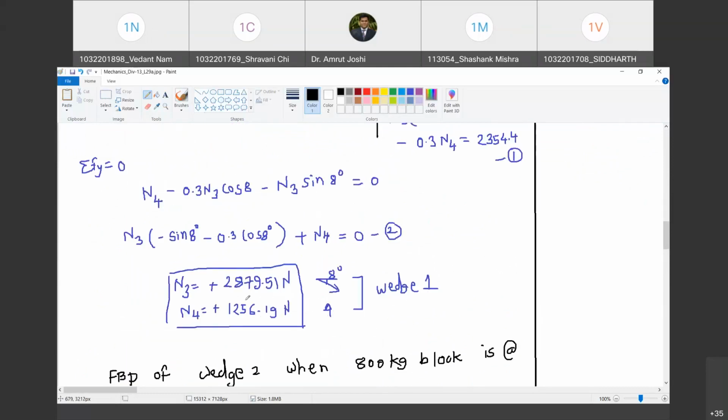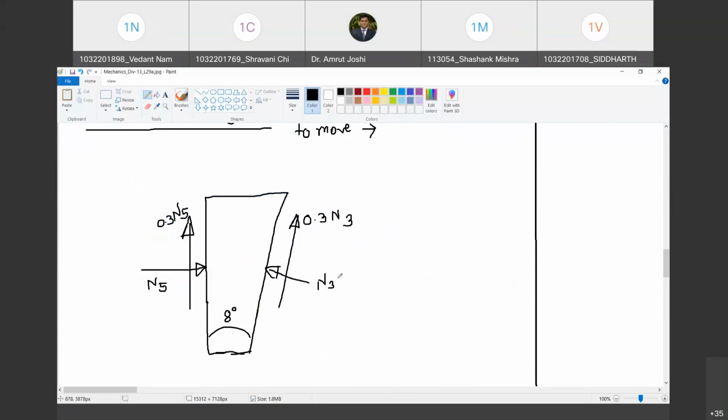Now what is the value of N3? 2879.51. Do you agree with me? Yes, sir. So what will be 0.3 N3? Do this calculation: 0.3 into 2879.51. How much? 863.85. So this will be 863.85. Is it? Yes, sir. This is in Newton. All our forces are in Newton. Are you with me? Yes, sir.